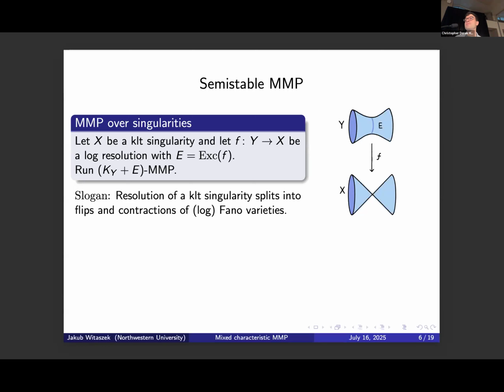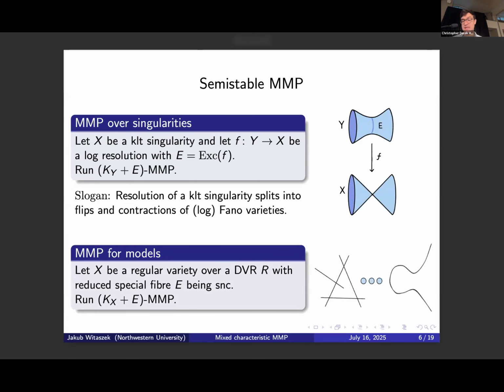For example, assume you want to prove property P for a singularity. You're going to start with a resolution, which should satisfy property P. And you need to show that this property is preserved by flips and by contractions of Fano varieties. If you can do that, then you're going to run the MMP and descend the property P over and over through the minimal model program until you reach the singularity X. And this shows that X satisfies property P.